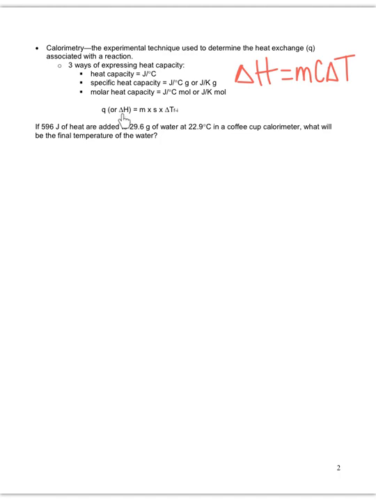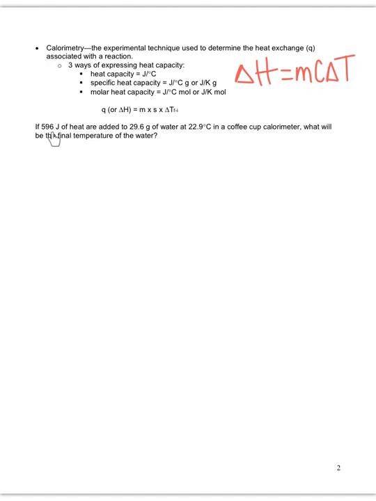Instead of delta H, you might also see Q there. Both of them represent heat. M is the mass, either the S or the capital C would represent the specific heat capacity for that substance. And then of course, delta T, change in temperature, is final minus initial. Once again, always pay attention to the units. So let's go ahead and take a look at this sample problem.